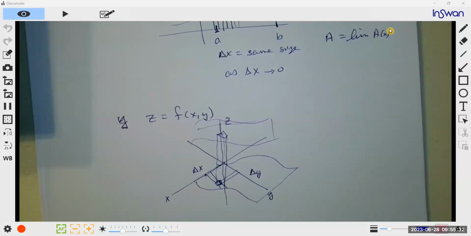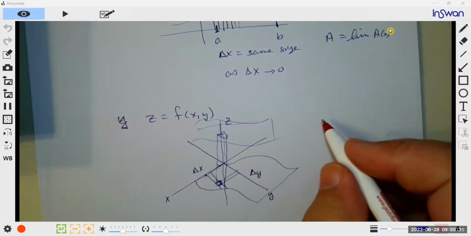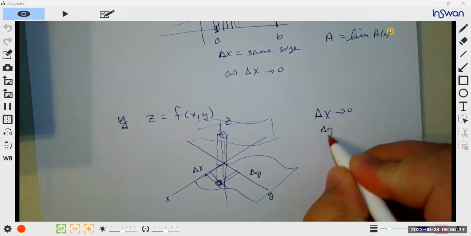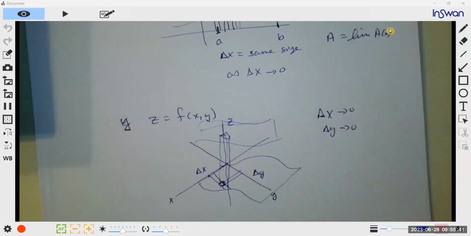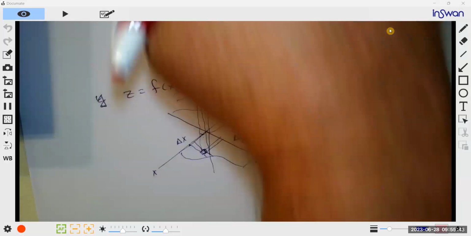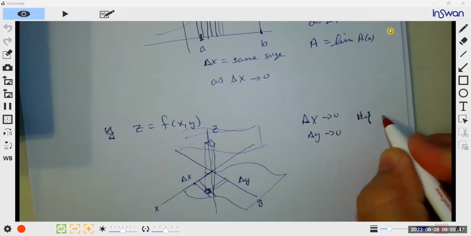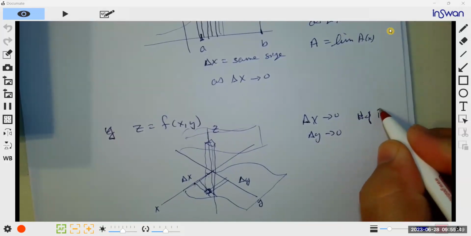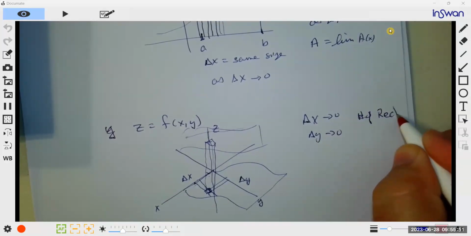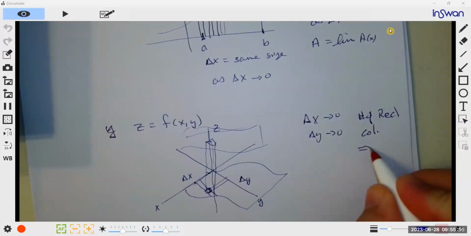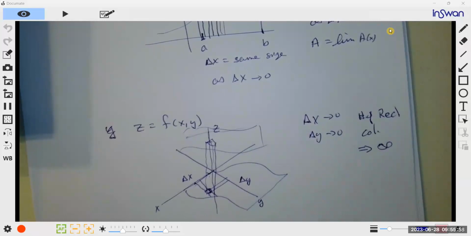And then the smaller we make the delta x, delta y, the more accurate we're going to have. So the smaller we make those, the number of rectangular columns goes to infinity.